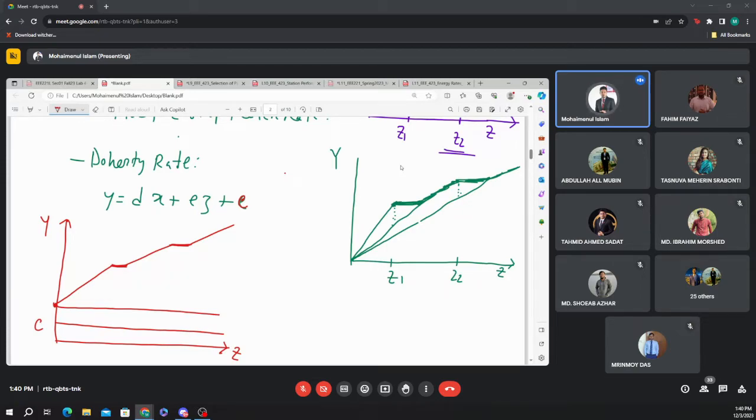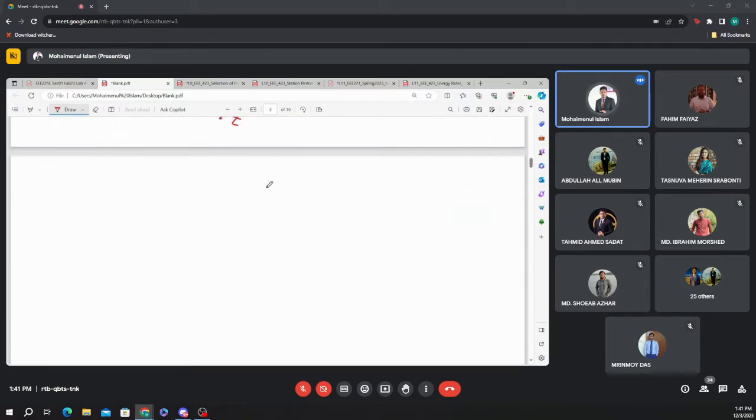Suppose from this point, we can connect it to the other point. So this point to, we can connect it here. So we can draw it like that. So it should produce some other slope. And again, we can draw it like that, this type. So the final graph should be like this.